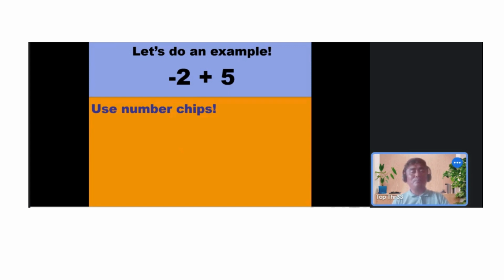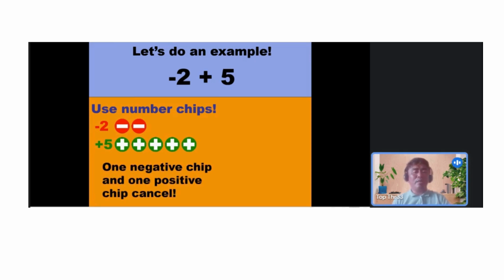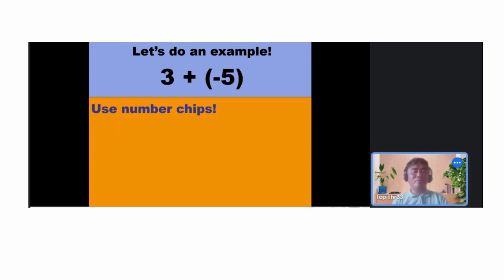Another example, negative 2 plus positive 5. We write negative 2 as 2 negative chips and positive 5 as 5 positive chips. So one negative chip and one positive chip cancel one another. And then we count the remaining chips. There are 3 positive chips, therefore the final answer is positive 3.